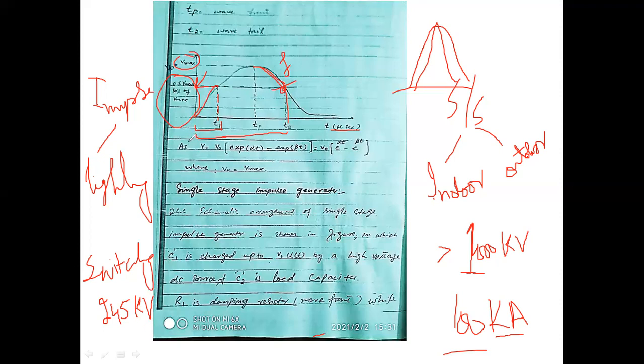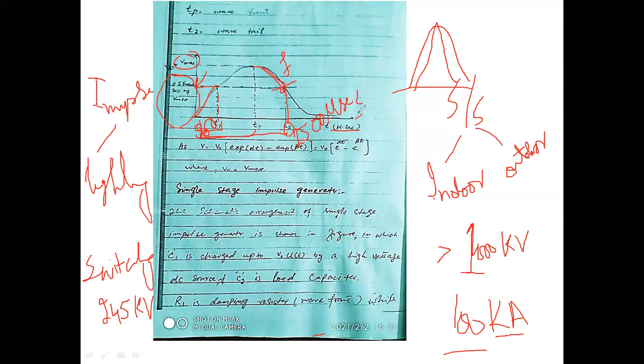Okay, so this one is 250 microsecond, and sorry, this TP means the time required to reach the peak value. Okay, and this value is the T2 value. This T2 is 2500 microsecond. Okay, these are the practical values.